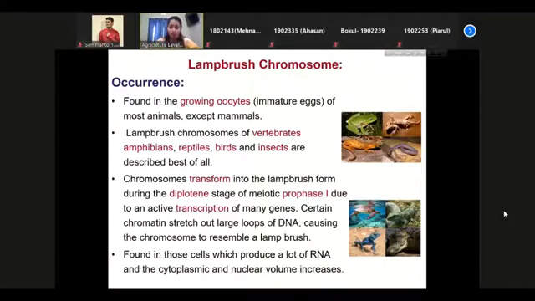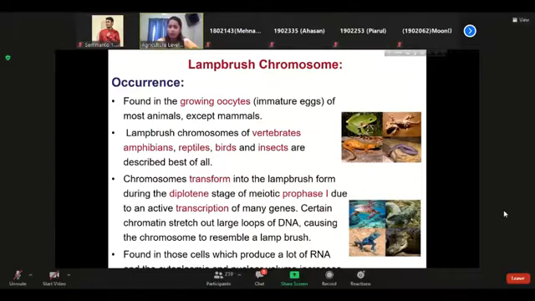Actually, during cell division, do you know what happens during the diplotene stage of prophase 1? Chromosomes start to pair. During the S phase, that means the synthesis phase, the chromosomes duplicated, and when cell division starts, during the diplotene stage, some segments of the DNA make a loop shape.